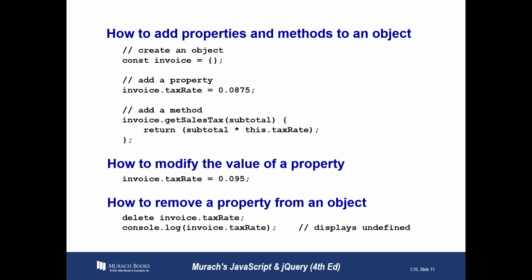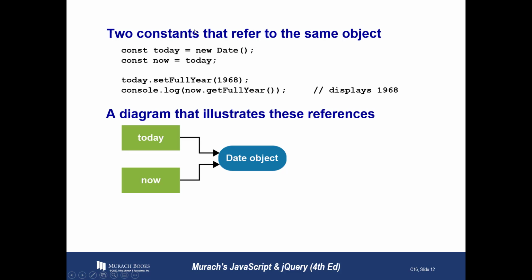Removing it uses the delete command. All right. Now, with the example that's shown right here, you've got const today equal new Date, and then you've got const now equal today. As far as I know, both of these things are now pointing to or referring to the same object. So changing one of them will automatically change the other.